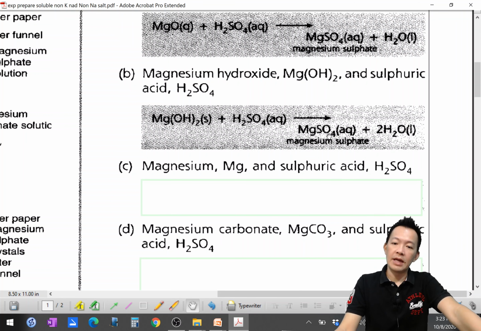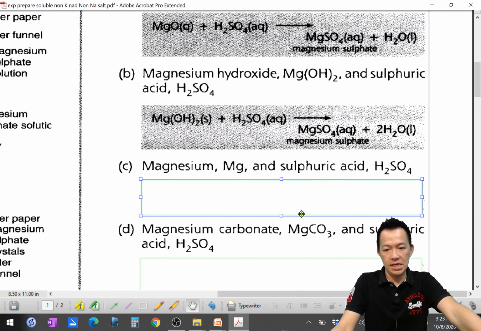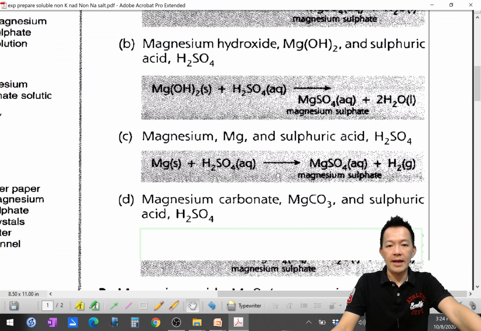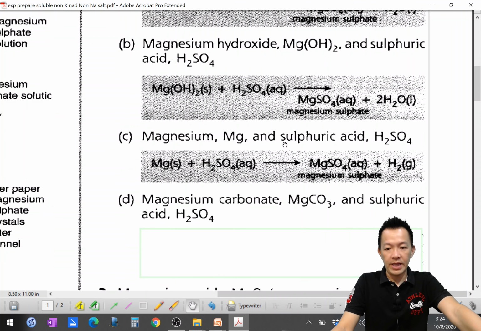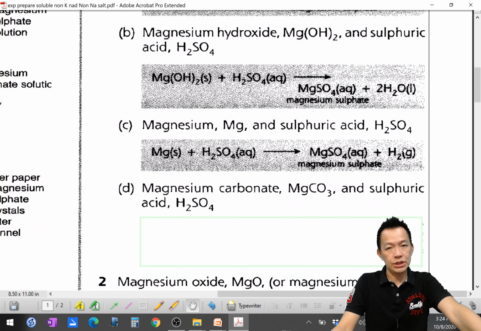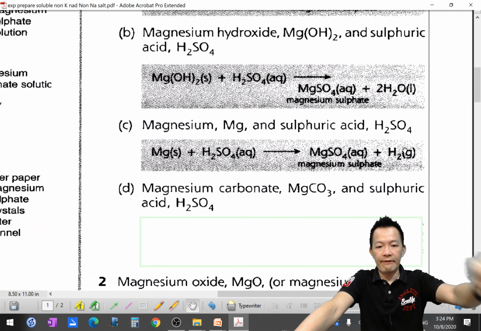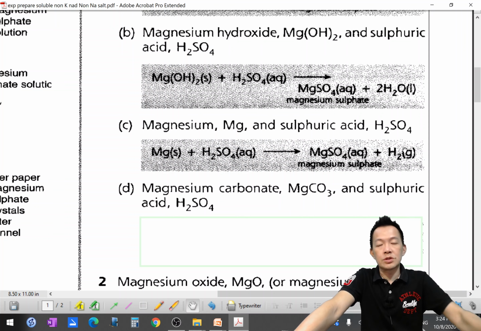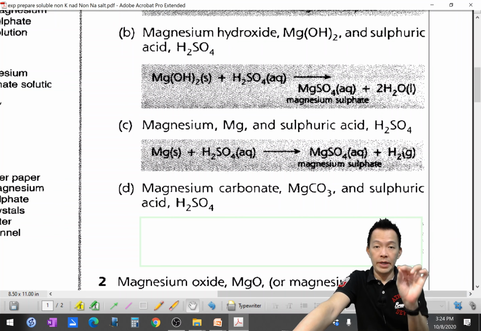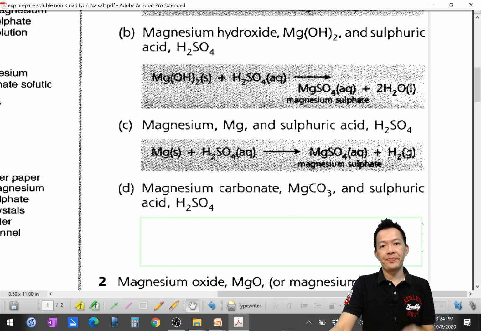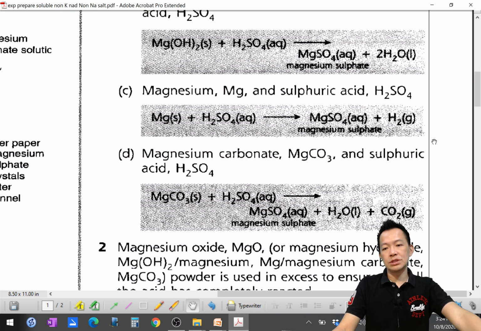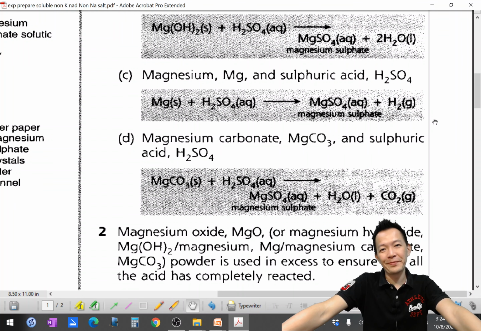Magnesium added directly into acid will produce hydrogen plus salts. That is also correct. So magnesium reacts with the sulfuric acid to become magnesium sulphate plus hydrogen, which is another method. There are 4 methods to prepare the non-sodium, non-potassium but soluble salts: acid with oxide, hydroxide, metal, and carbonate. But how is the process of making the salts?